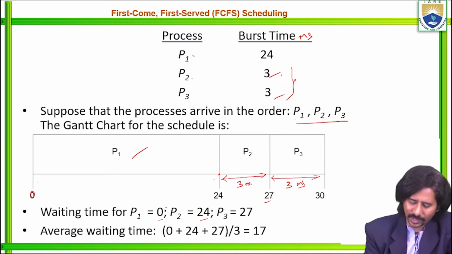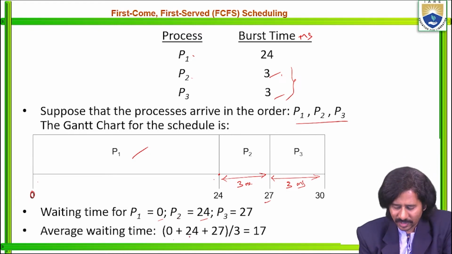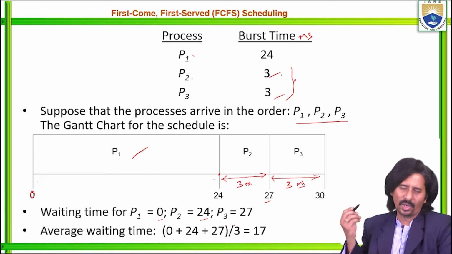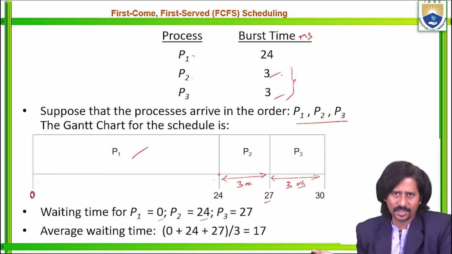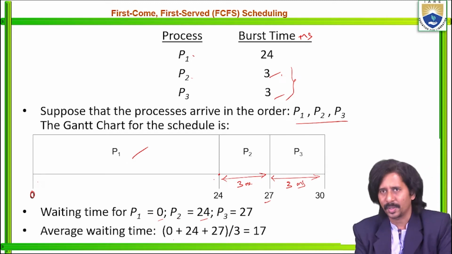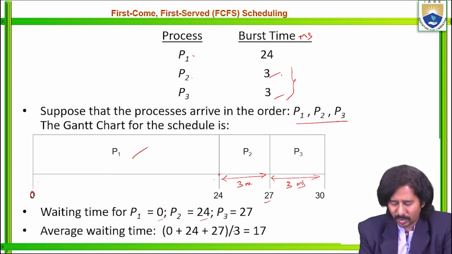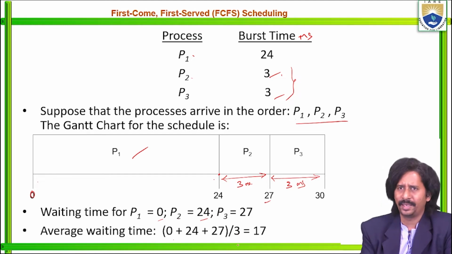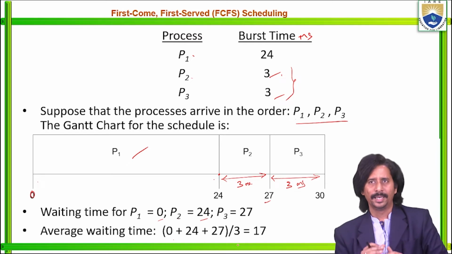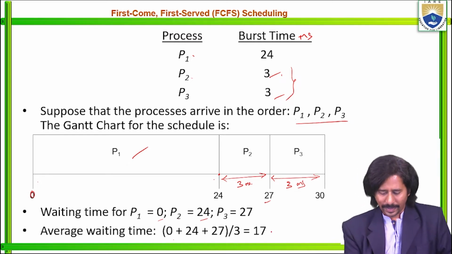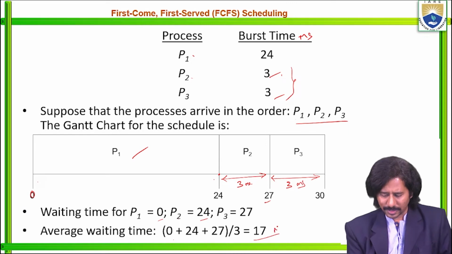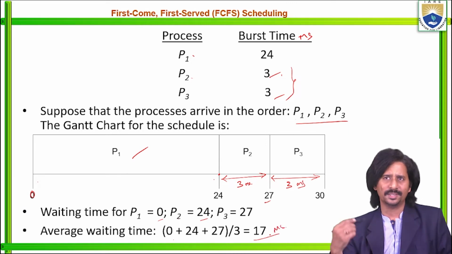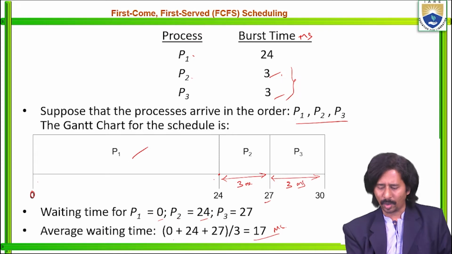We know the waiting time for process P1 is 0, for process P2 is 24, and for process P3 is 27. We need to find the average: the total of the waiting times divided by the total number of processes. So that is 27 plus 24 plus 0 divided by 3. 51 divided by 3, that is 17 milliseconds. Here, the average waiting time for this particular process is 17 milliseconds if the processes arrive in the order P1, P2, P3.